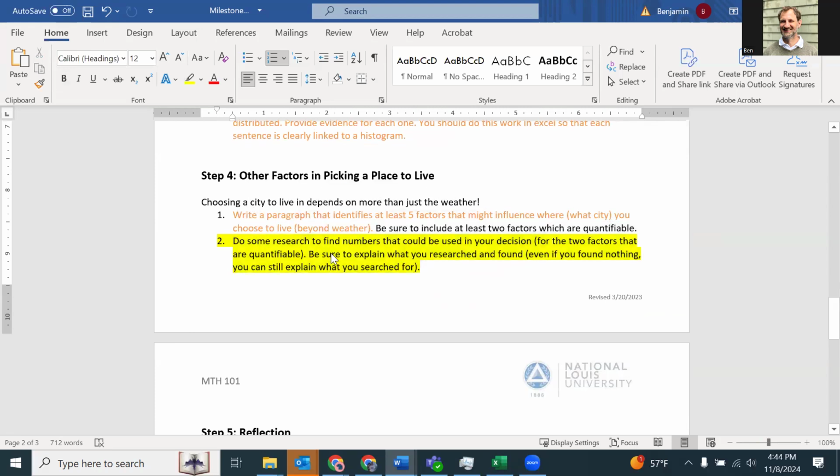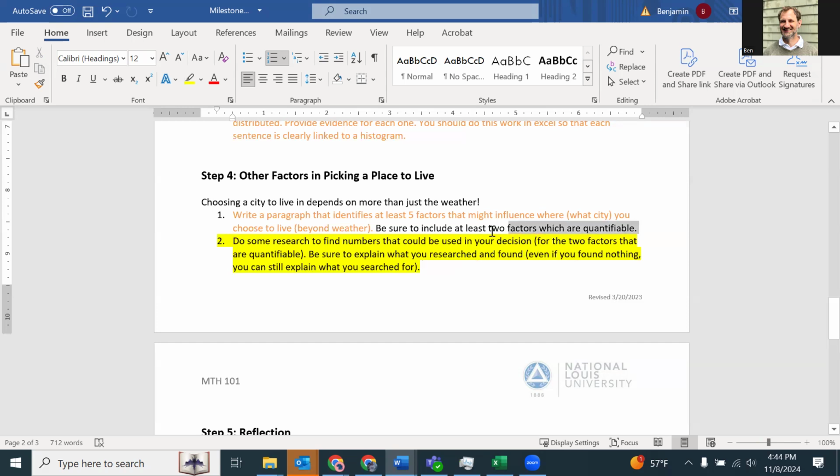Here's another research question. Things that people mentioned: job opportunities, taxes, crime rates, house prices, whether family or friends live in that area. There's lots of reasons why you could decide, I want to pick up and go somewhere else. And you're welcome to say anything. This is a paragraph that you're writing from your heart about things that are important to you.